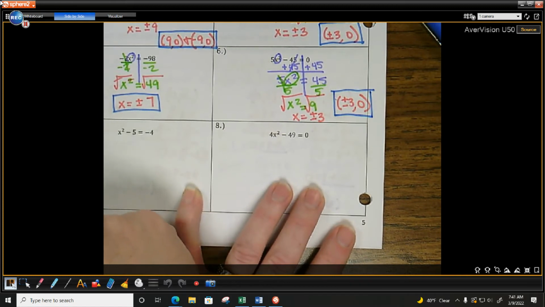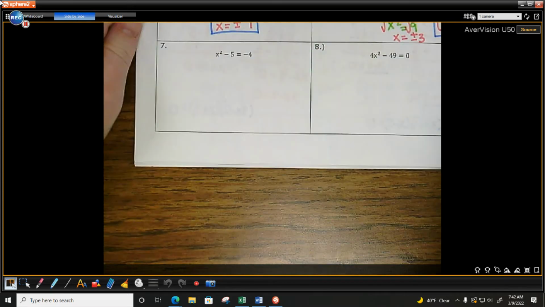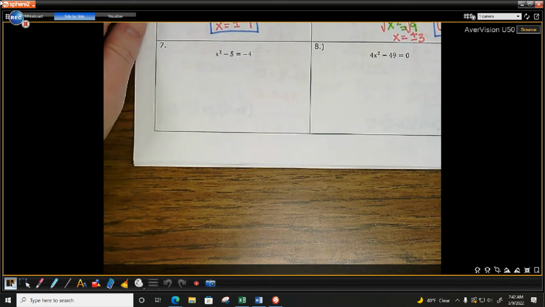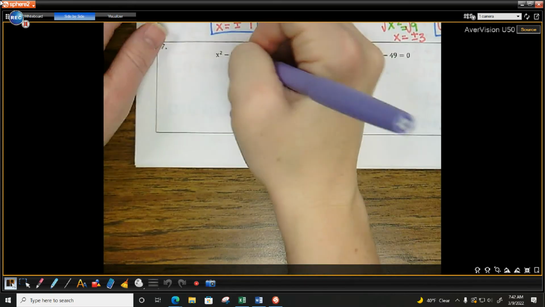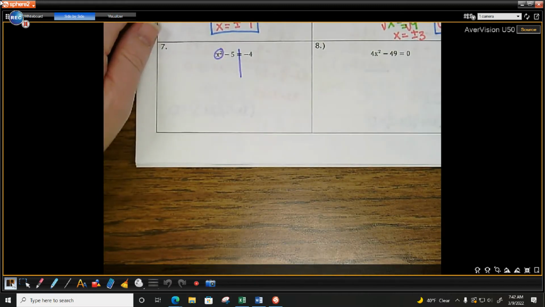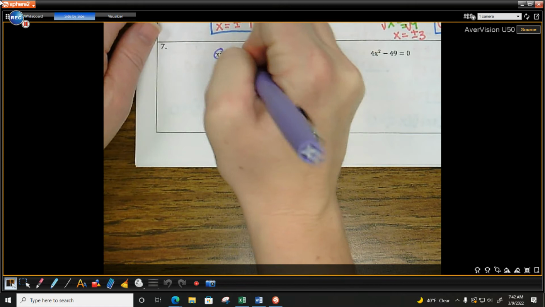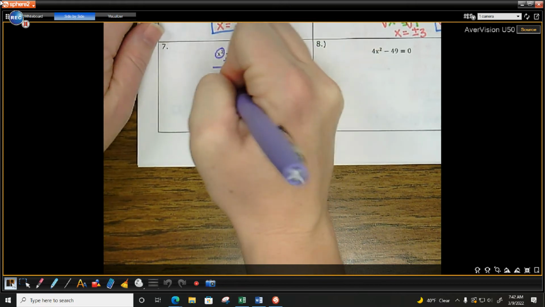How are we feeling? Good. Next one. Is there a bx term? No, so we can solve it using the square root method. Circle your x squared. What am I going to do to get x squared alone? Add 5 on both sides. Very good. So then I get x squared equals 1.